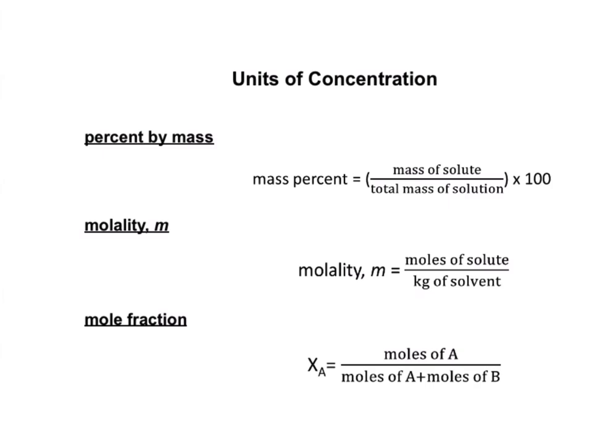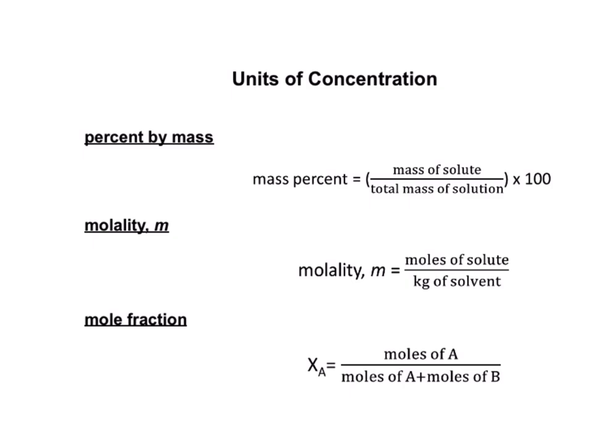The most common unit of concentration in chemistry is molarity, and molarity is moles of solute over liters of solution. However, other units of concentration are used. Percent by mass is the mass of the solute over the total mass of solution times 100. You want to remember that solution is solute plus solvent, and your final units here is going to be the percent sign. Molality is moles of solute over kilograms of solvent, and your final units here is going to be the lowercase m.